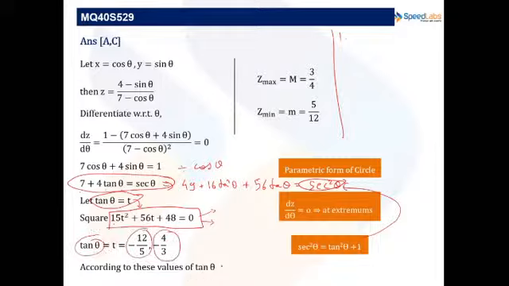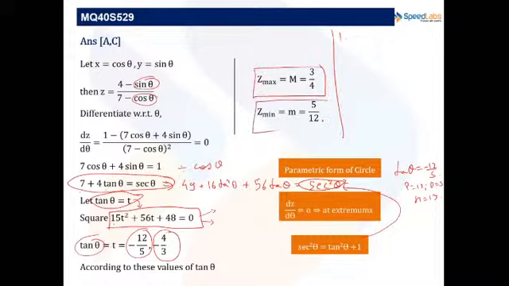From the values of tan theta, when tan theta is minus 12 by 5, that is perpendicular 12, base 5, we can find the hypotenuse 13. So we can find the value of sin theta and the value of cos theta. Putting those values of sin theta and cos theta, we will get z max as 3 by 4. Similarly, when the other values are put, the minimum value will be 5 by 12. So we have the maximum value of z and the minimum value of z.